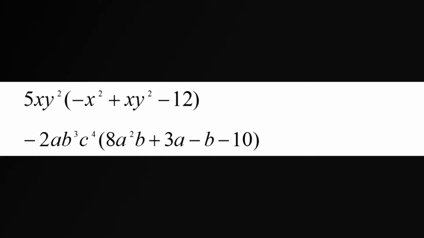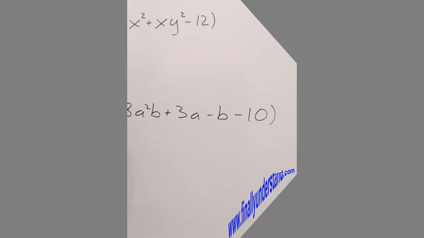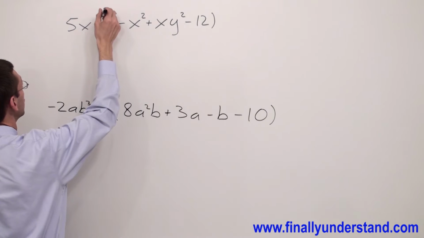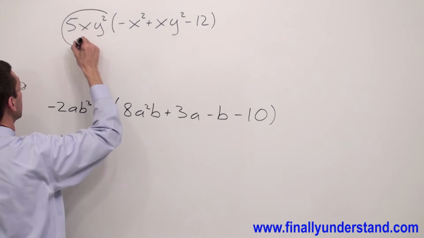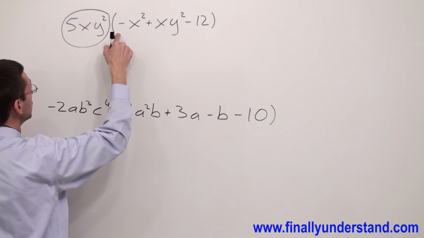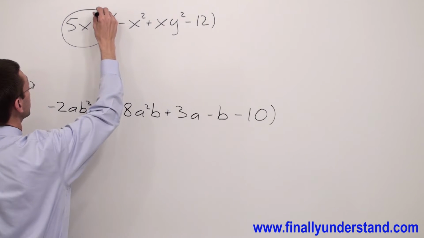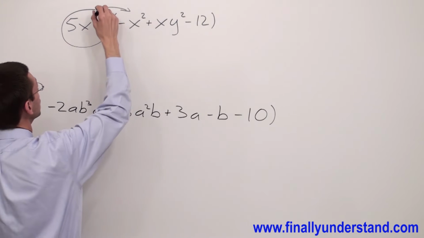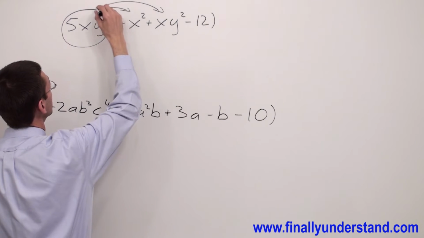Let's take a look at these two examples. Again, we're supposed to multiply a binomial by a polynomial, and we are going to use the same technique which we used before. We have to distribute this 5xy squared into the parentheses. So I have to multiply 5xy squared by every single term which I have inside of the parentheses.